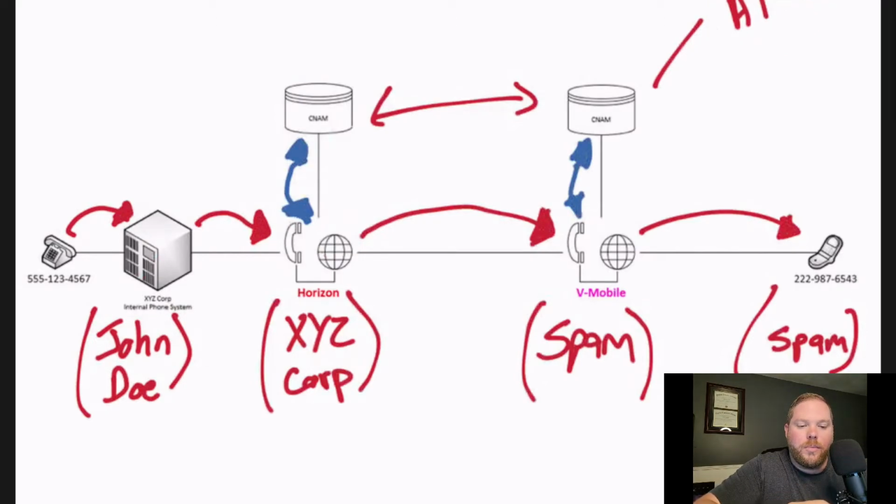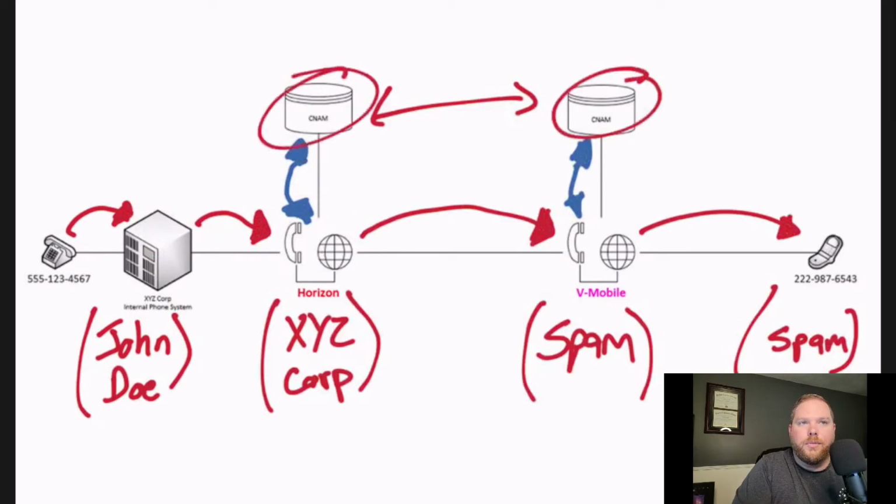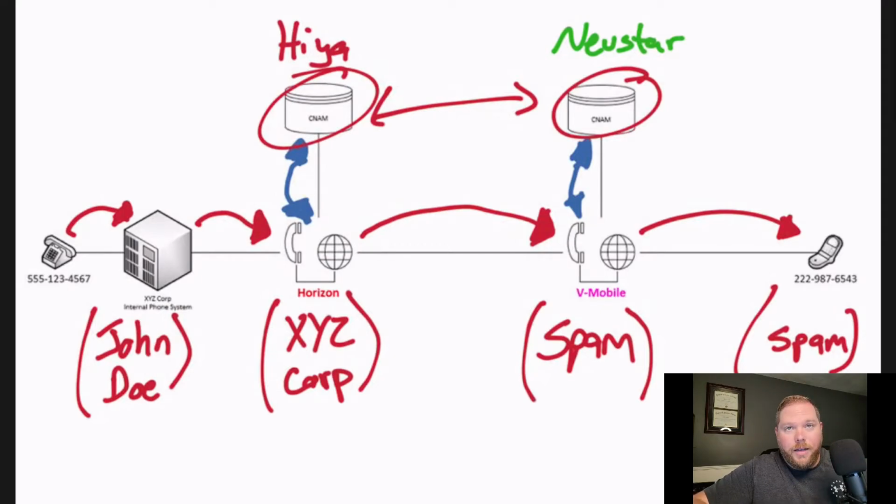And you might say unlikely, right? But see, they don't always own this. Carriers don't always own this. This could be a service called Hiya. And this could be a service called Newstar. These are two different services that provide caller name to a lot of these larger carriers, Newstar and Hiya.